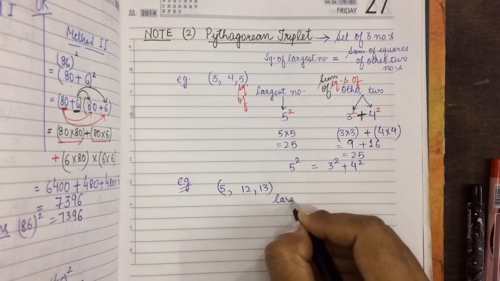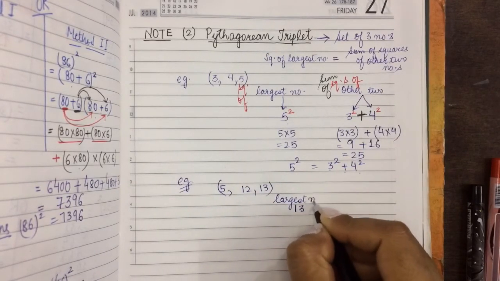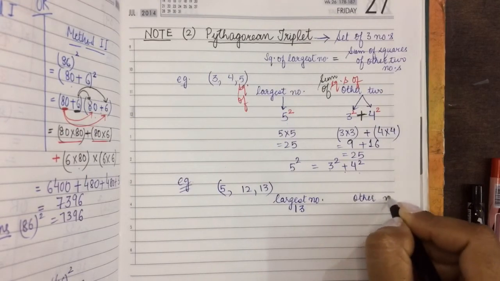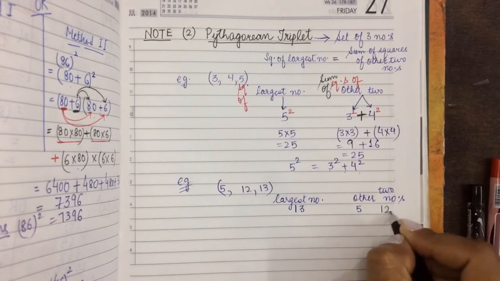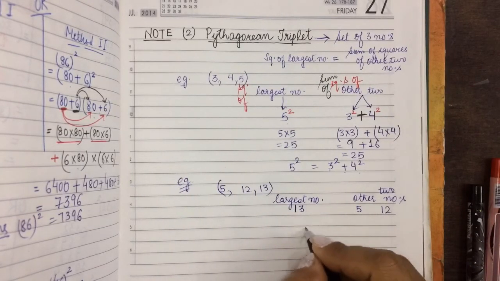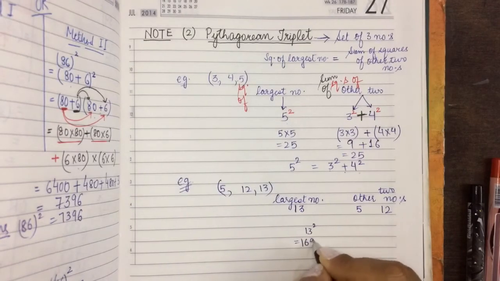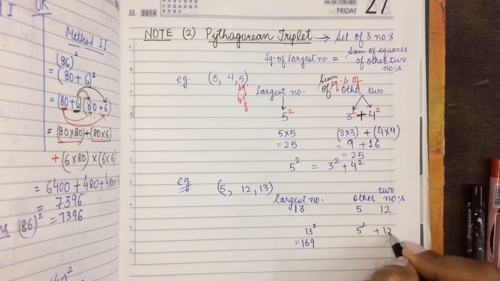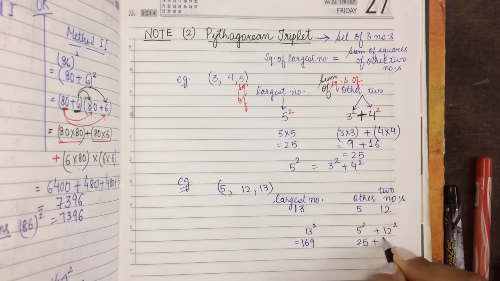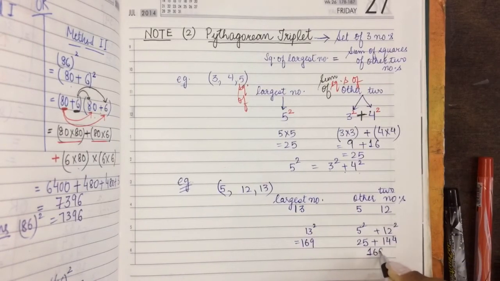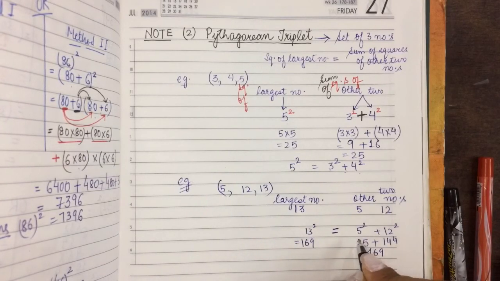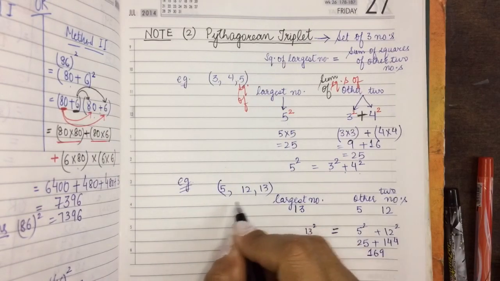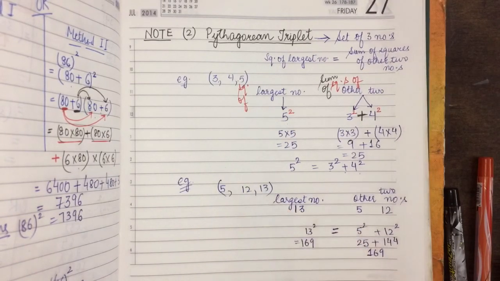Now from here, if we separate the largest number, it is 13, and then we have to separate the other two numbers. The other two numbers are 5 and 12. So find the square of each. 13 square is 169. 5 square and 12 square will be added. This is 25 and 144. This is also 169. So you can see that the square of the largest number is equal to the sum of the squares of the other two. So this group of three numbers is a Pythagorean triplet.